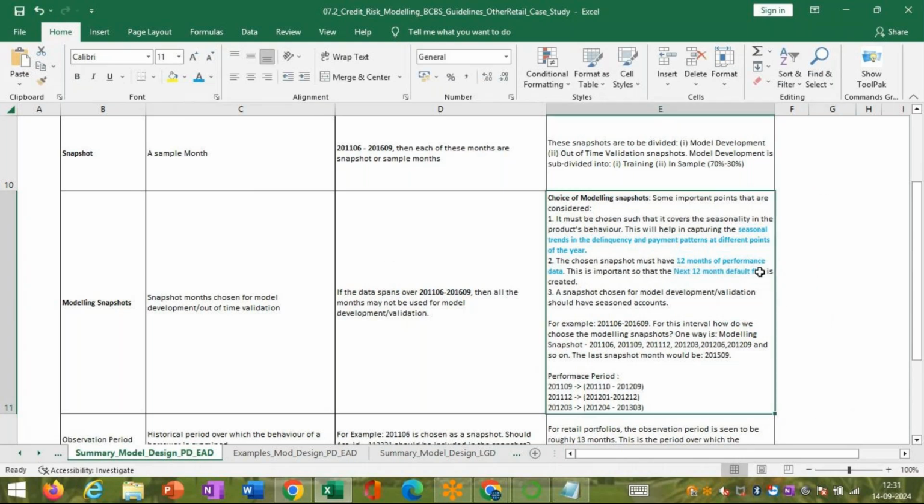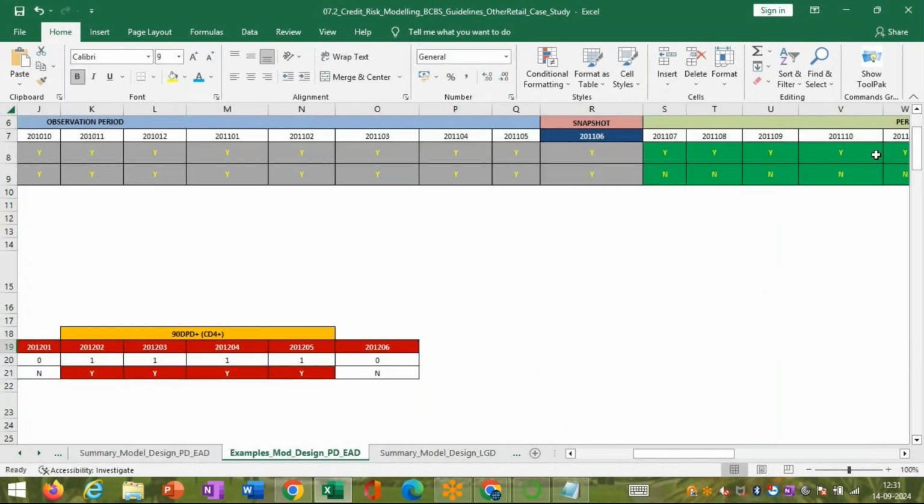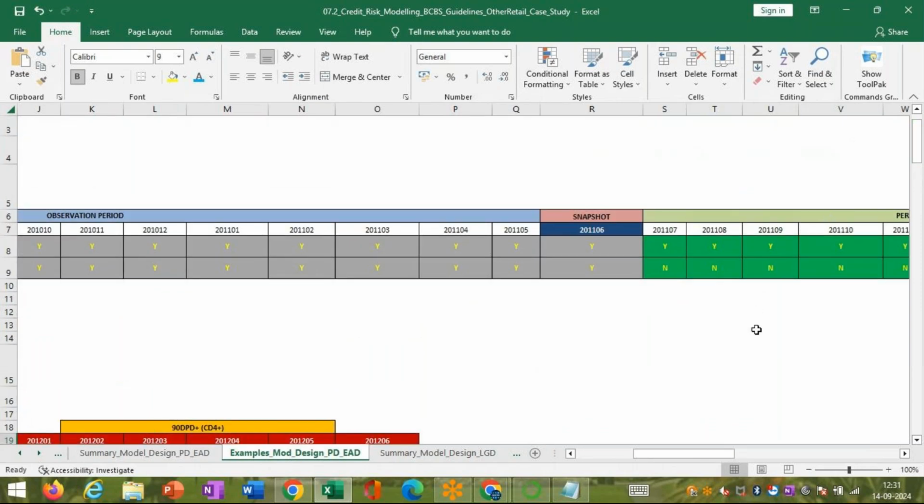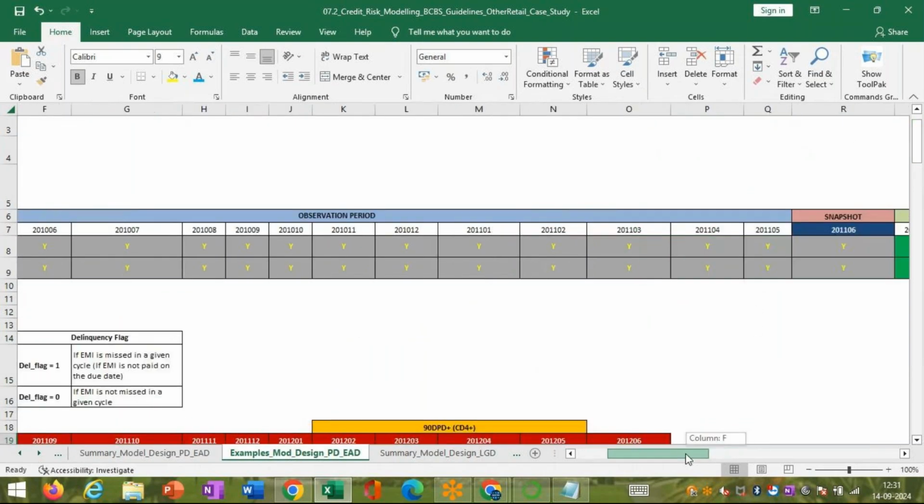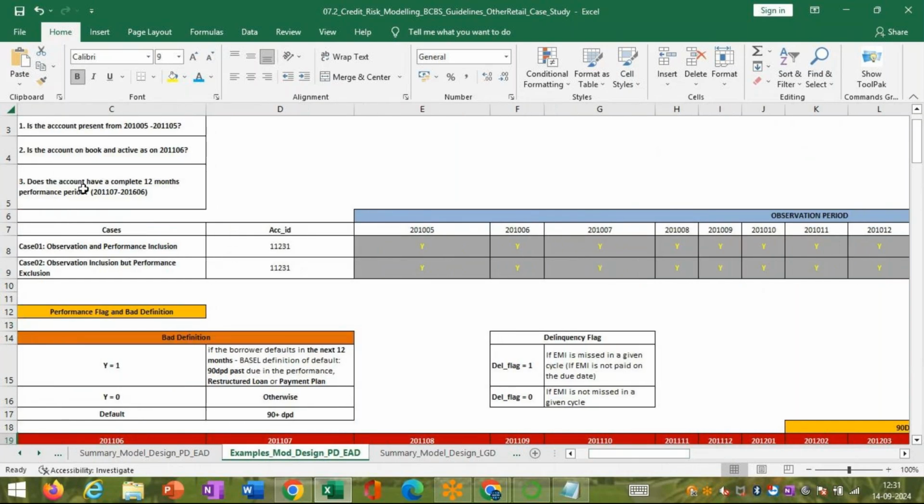Just to answer Kshitij's question over here, when I'm talking about ever default, this ever default should happen only with respect to the performance period. Now, if you remember, we had gone through this example in the last class. First was case one, where we are talking about observation and performance inclusion.